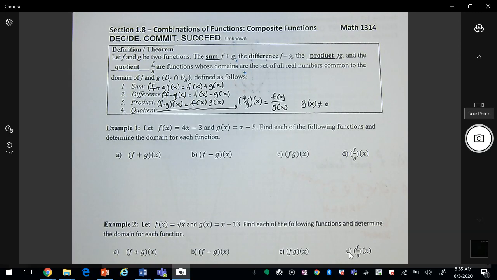Section 1.8 Combinations of Functions and Composite Functions.